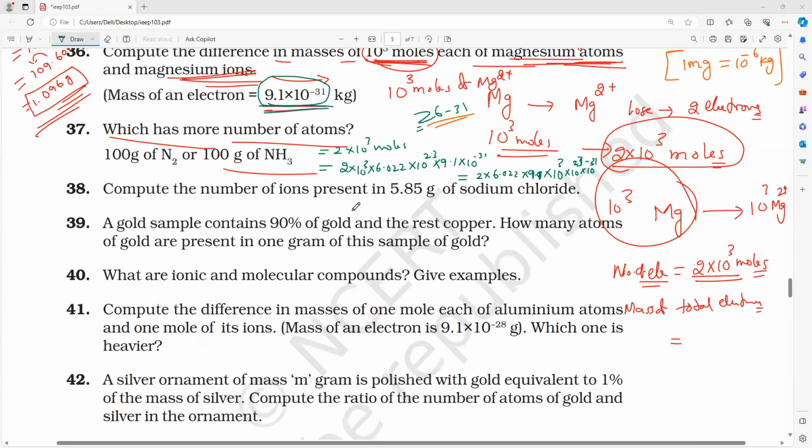Next question. Compute the number of ions present in 5.85 grams of sodium chloride. Do you all feel the numericals, everybody? Every question is a numerical. Do you understand, everyone? The more you solve, definitely the more you can do better in the exams. That is the only practice it is.